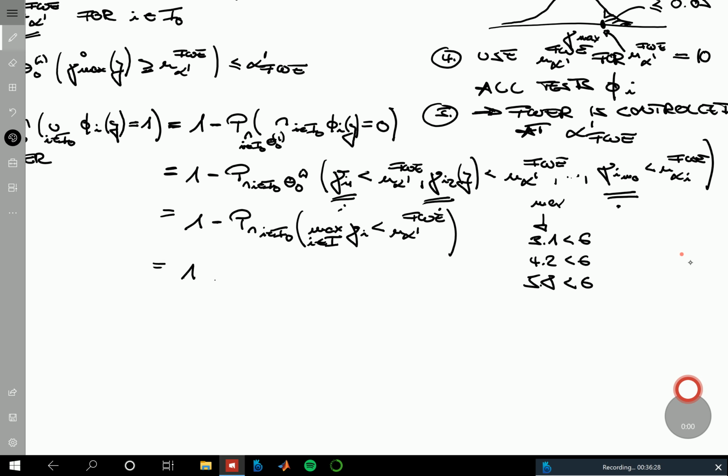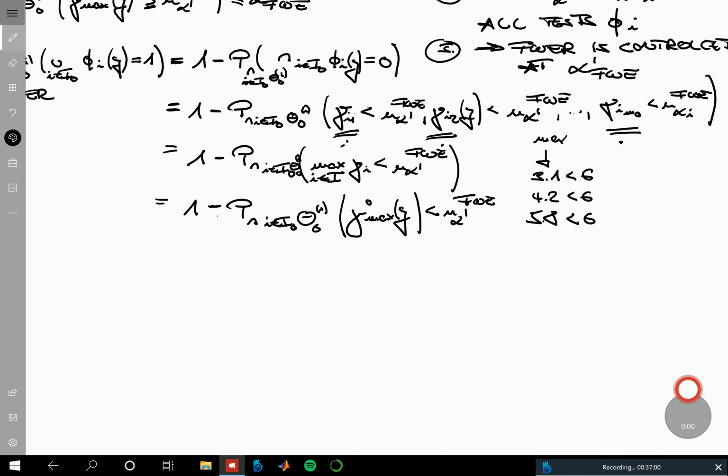And this is just writing it differently. I'm forgetting half of this here, but you see it in the script. It's a little annoying to write this again. This means that our maximum statistic, which depends on the data, which I didn't write here, it always depends on the data, of course, is smaller than u FWER alpha prime.